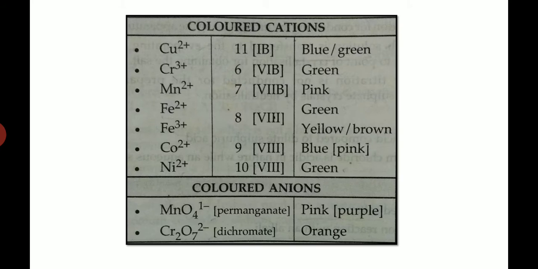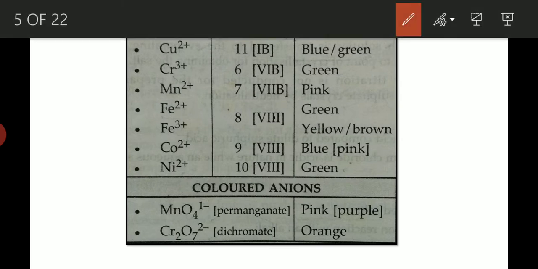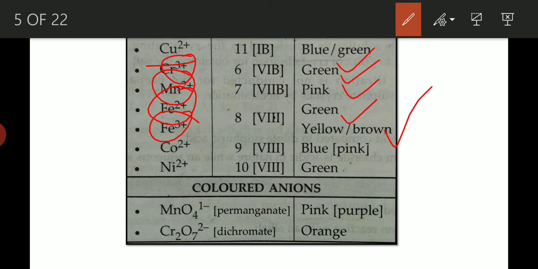See, these are certain colored cations and anions which are there in your syllabus. Copper is blue or green, like bluish green in color. Chromium is green in color. Manganese is pink in color. Ferrous and then ferric. Ferrous is green in color. Ferric is brownish in color. Cobalt is pink or blue in color, and nickel is green in color.